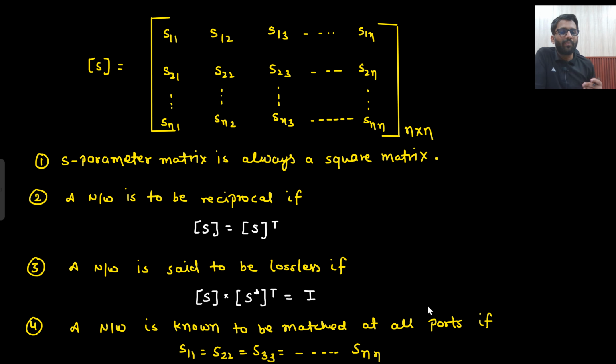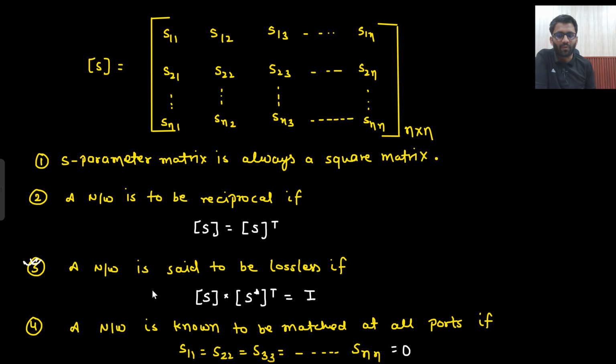Now a network is known to be matched at all ports. What do you mean by matching? Matching means the reflection coefficient should be 0. And what denotes the reflection coefficient? S11 was the reflection coefficient at port 1. S22 was the reflection coefficient at port 2. S33 would be the reflection coefficient at port 3. SNN will be the reflection coefficient at port N. So if it is matched, that means the reflection coefficient is equal to 0. Are you getting this point? So a network is known to be matched if S11, S22, S33, S44, S55, up to SNN are equal to 0. So these three things you need to keep in mind.